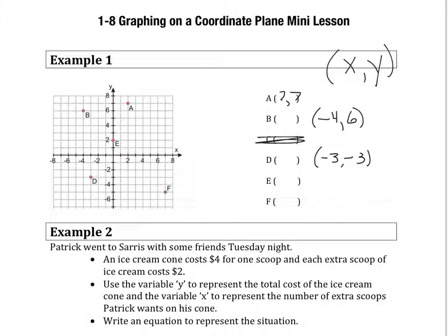E is on an axis, which is interesting, which means it doesn't go anywhere on the x, it's 0, and then it's 2 on the y, so it's (0, 2). And then F, it's over there by itself in the fourth quadrant, and it's at (7, -5), where 7 is on the x, so we got to write it first, and then -5 because it went down 5 on the y.